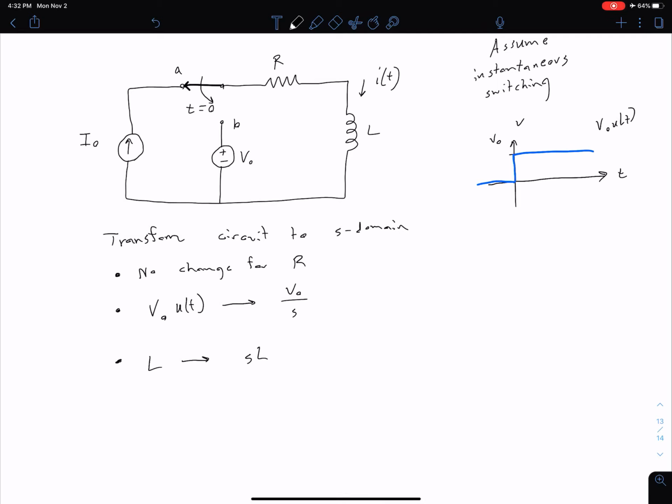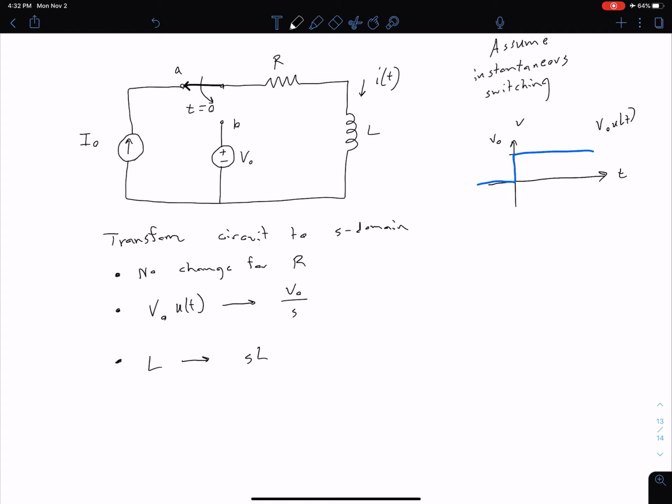Our inductance is going to have an impedance of sL, but assuming our switch has been in position A for a long time, we're going to have some initial current due to this current source here. At DC steady state, our inductor behaves like a short circuit. All of this current I0 is going in this loop here, so we're going to have an initial current of I0.